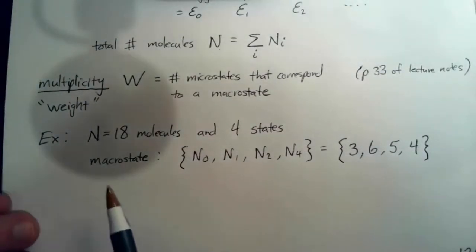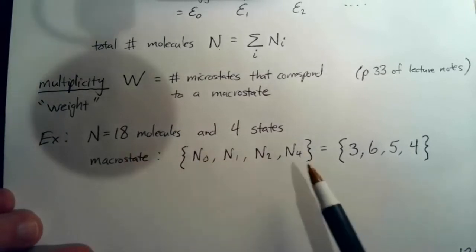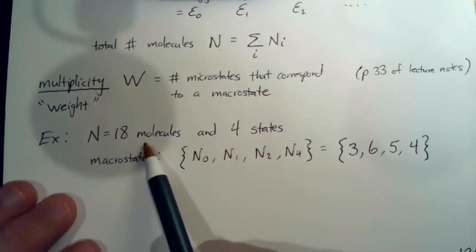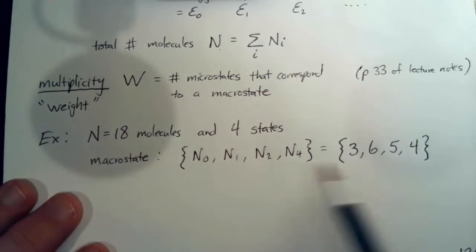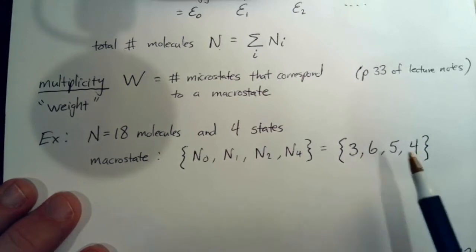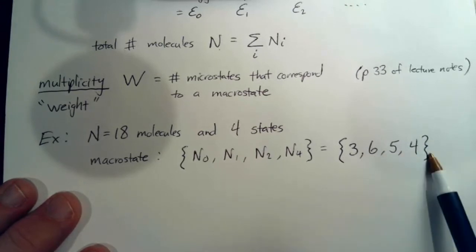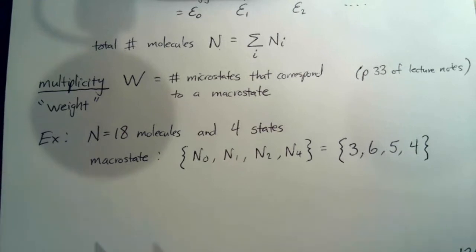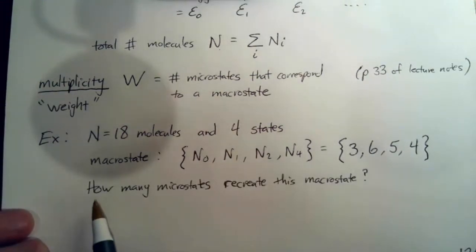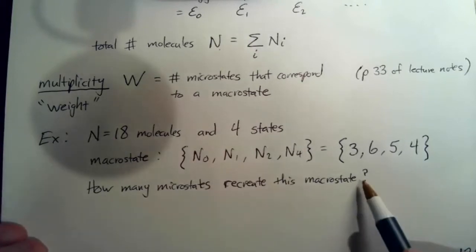So how do we calculate the multiplicity? Well, that's basically like asking how many different ways can we arrange these 18 molecules into these 4 bins, so that there's 3 molecules in the first bin, 6 in the second, and so on. Okay, so the question is, how many microstates recreate this macrostate? That's what it means to find the multiplicity.